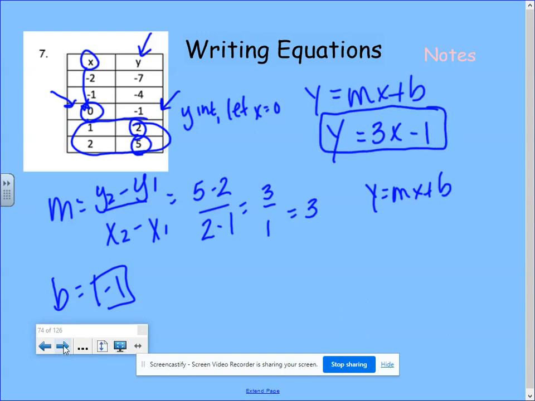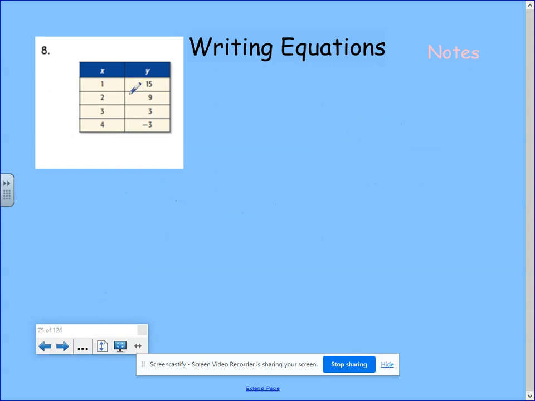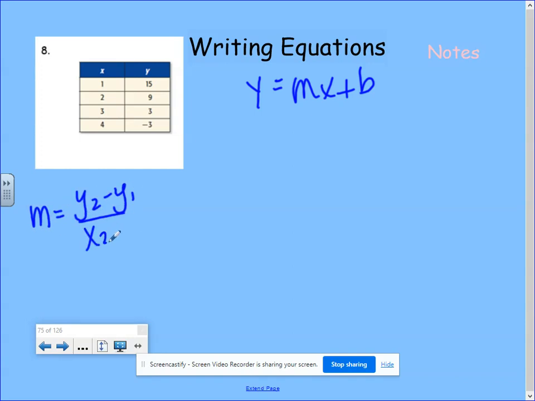All right, number 8. Ooh, not as easy. I've just noticed that there's no y-intercept in my table. Darn. Okay, that's all right. We know that to win the game, we need y equals mx plus b. We know we can find m by taking y2 minus y1 over x2 minus x1. Let's pick the first 2 points this time. All right, so I'm going to do 9 minus 15. And since I went bottom up, I'm going to have to go bottom up over here too. So 2 minus 1. That gives me -6 over 1, -6.